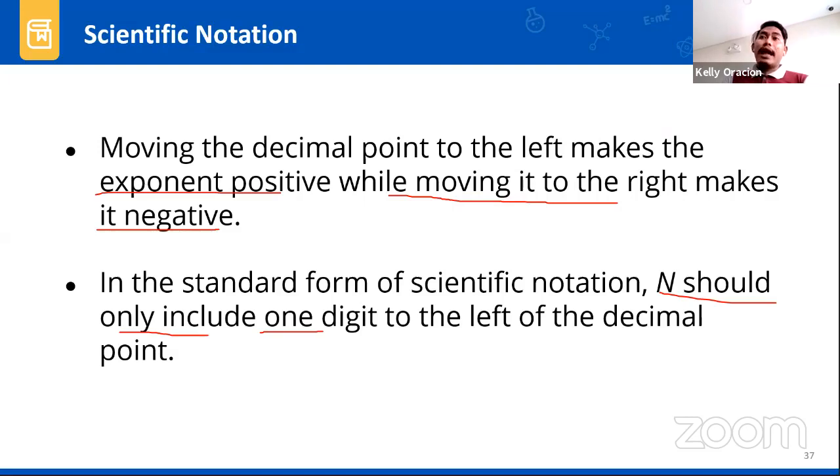And 10 is not allowed. 1 is the least accepted value of n for standard form of scientific notation. And you can't identify the maximum, because we have 9.99999 and so on and so forth, as long as it does not reach 10. Okay, that's the inclusion of 10.